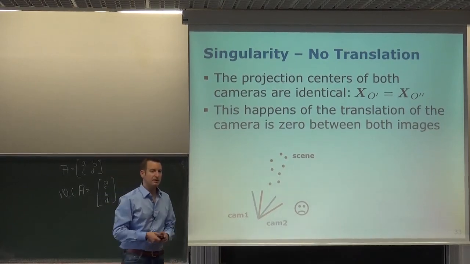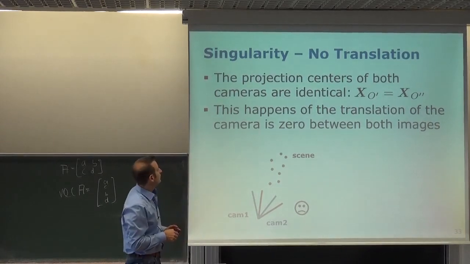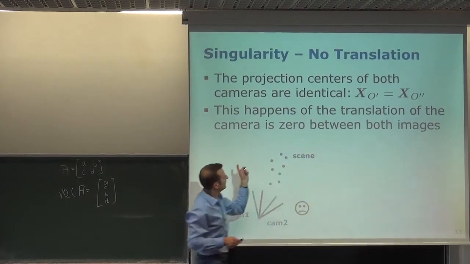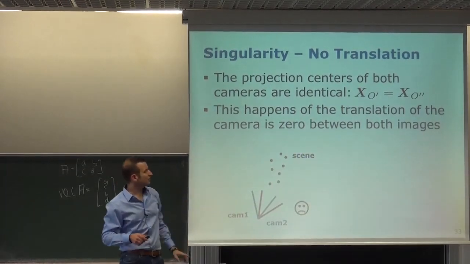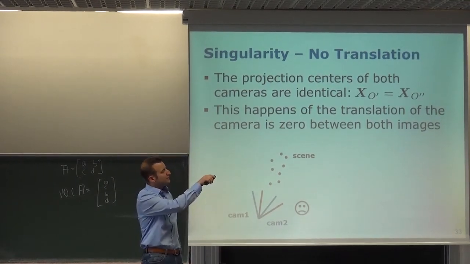So the text of the second bullet would be: this happens if the translation of the camera is zero between both images. Yes, if you only have rotation. So this O should be an I, not off if.